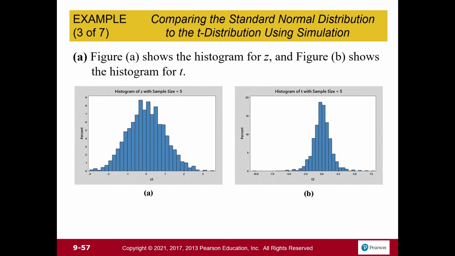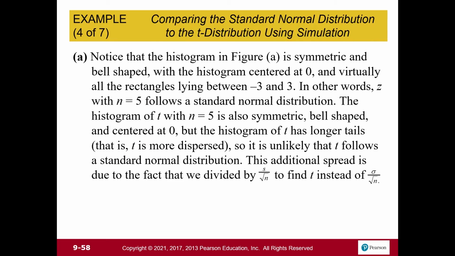And here are the histograms of each one. Notice that the histogram in figure A is symmetric and bell-shaped with the histogram centered at 0, and virtually all the rectangles lying between -3 and 3. In other words, z with n equals 5 follows a standard normal distribution. The histogram of t with n equals 5 is also symmetric, bell-shaped, and centered at 0. But the histogram of t has longer tails, so it is unlikely that t follows a standard normal distribution.